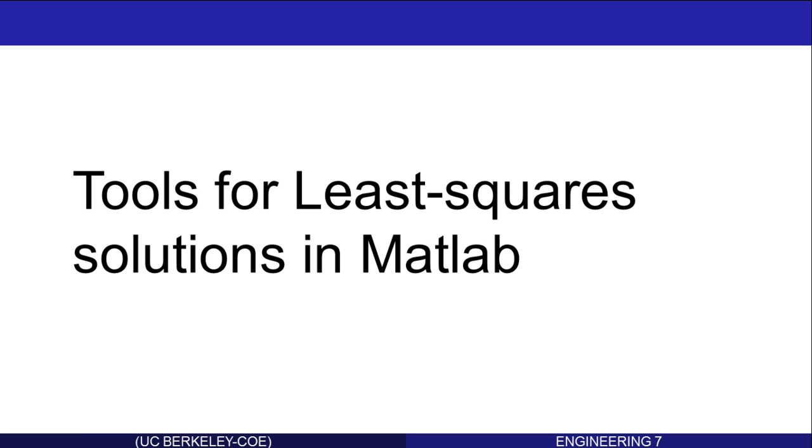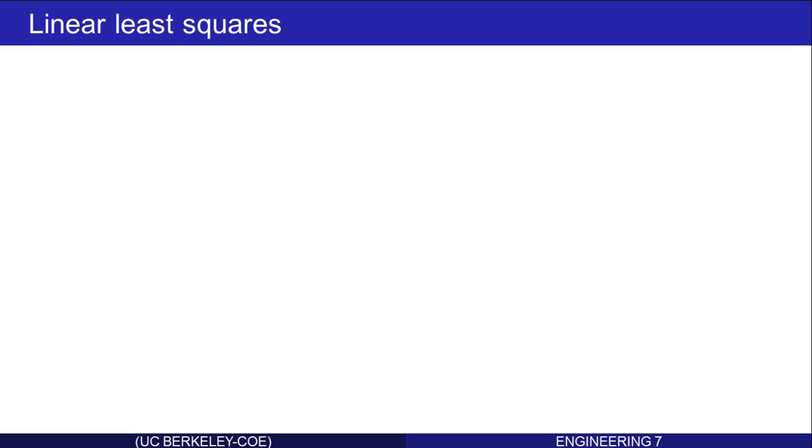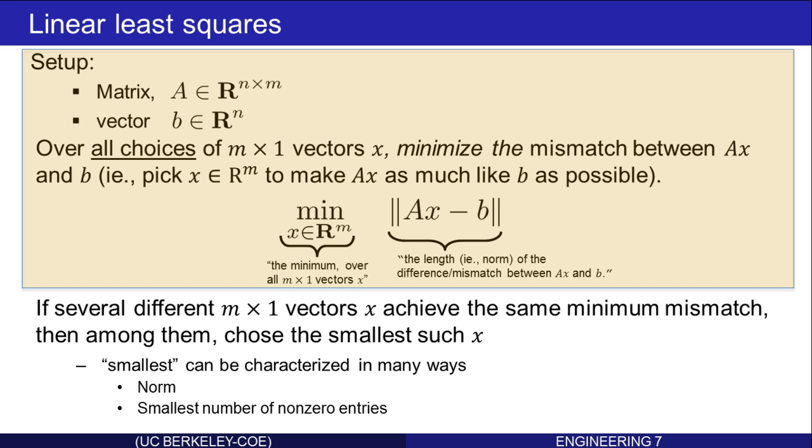Let's conclude this module discussing the tools in MATLAB for solving least squares problems. Let's recap what the least squares problem is. There's a matrix A, which is n by m, a vector b, which is n by 1, and the goal is, over all choices of m by 1 vectors x, minimize the mismatch between Ax and b as measured in the norm. If several different vectors achieve the same minimum mismatch, then among them, choose the smallest x.